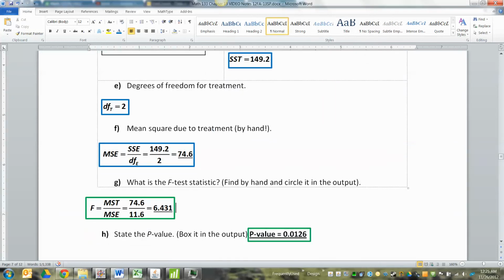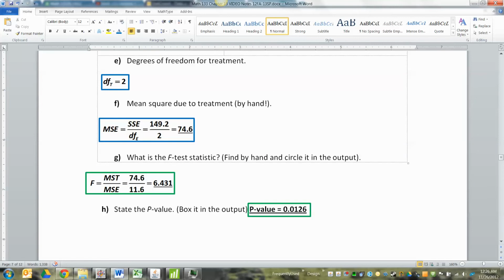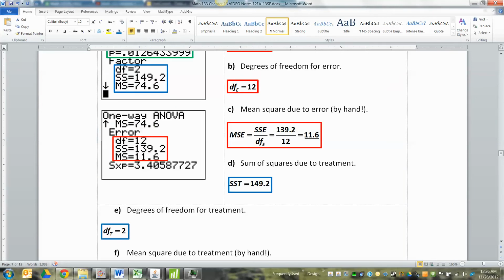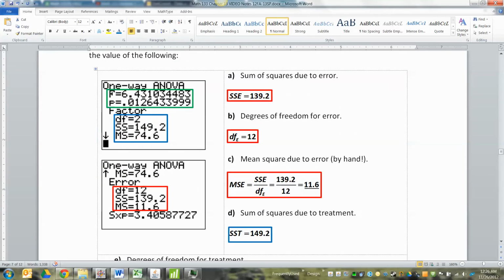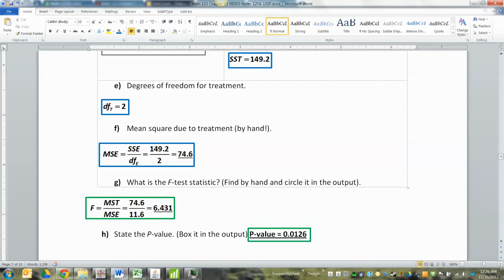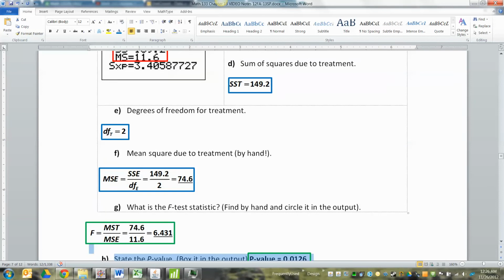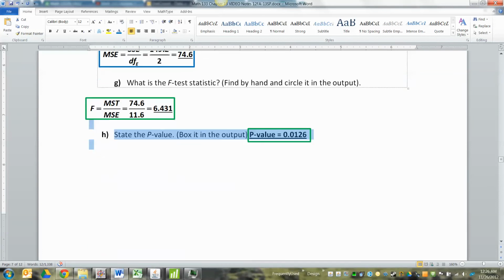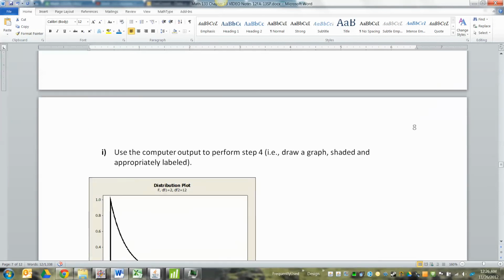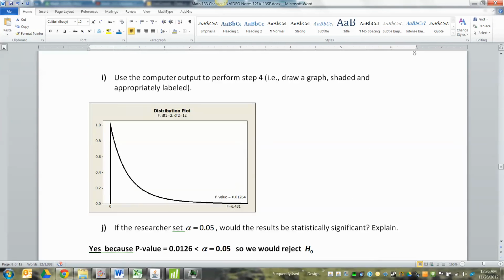Now that F test statistic, if you know nothing else, when you look at hypothesis testing, you want to look for your test statistic and your p-value. So your test statistic is 6.431, and this is right skewed, so that doesn't really mean much. But when you look at your p-value, you can see it's 0.0126, which hopefully you're at the point where you know that means you're going to be rejecting the null hypothesis, right? So you draw kind of a right skewed distribution.